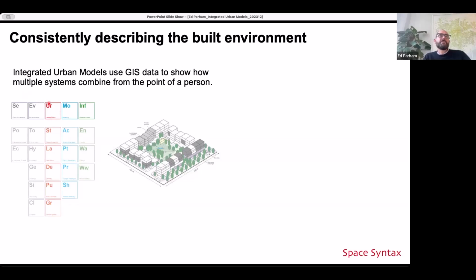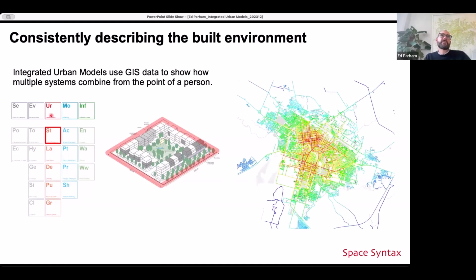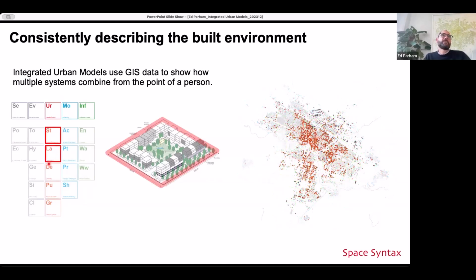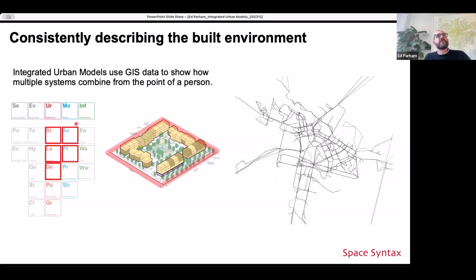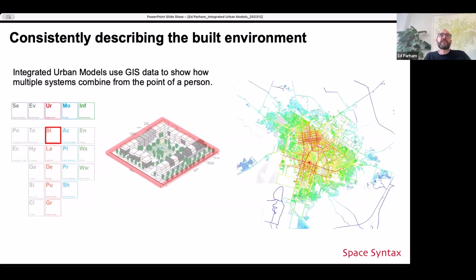Those systems include the ones that we're most interested in, things like urban form. So we have things like the street network, land use, density, public realm, green space, but also some of the mobility systems, things like public transport. And we can take public transport timetable data and we can spatialize it.